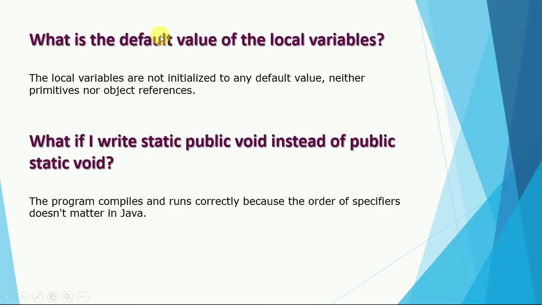So next is, what is the default value of the local variable? This question is also important. Local variables are not initialized to any default value, neither primitive nor objects. So a local variable does not contain any default value and does not get initialized to any default value.